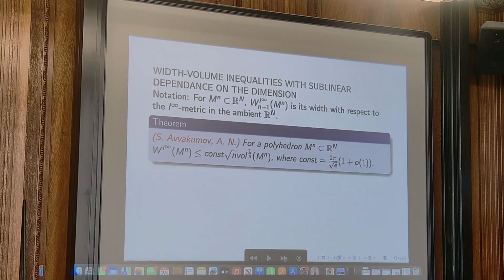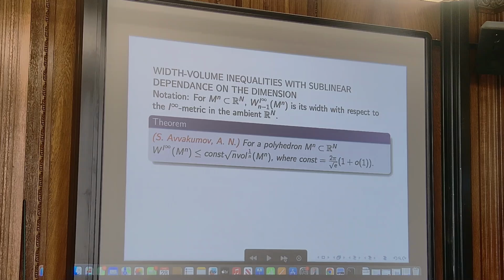It's a joint result with Sergei Vakumov. It asserts that for a polyhedron M^n, think of some kind of union of submanifolds in R^N, this L infinity width of M^n is less than or equal to some constant times square root of n times volume to the power 1 over n. Everything is as we want, only instead of the Hausdorff measure with respect to L infinity, we have volume.